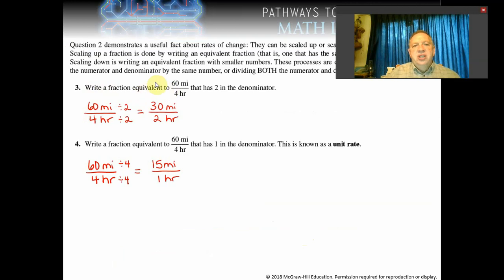So write a fraction equivalent to 60 miles in 4 hours that has 2 in the denominator. If I want to get 2 here, what do I need to divide 4 by to get the answer 2? Well, that's just 2, so I want to divide the bottom by 2 and the top by 2. I need to divide the top and the bottom by the same thing, and that gives me 30 miles every 2 hours. And then naturally I could scale this down again, if I wanted a unit per 1 hour, divide the top and bottom by 2, that's 15 miles every hour.